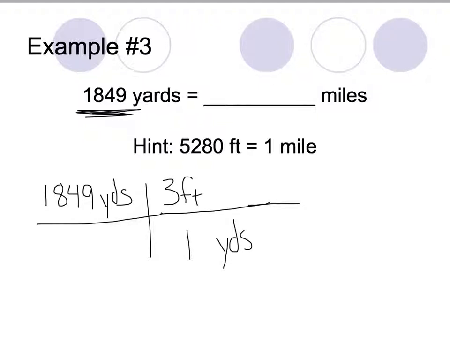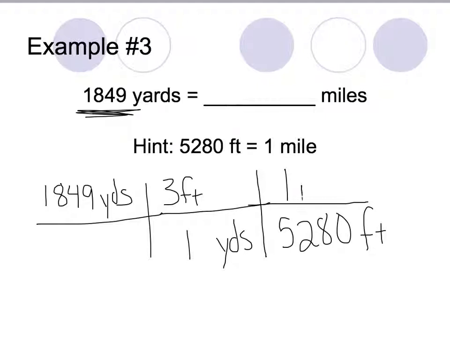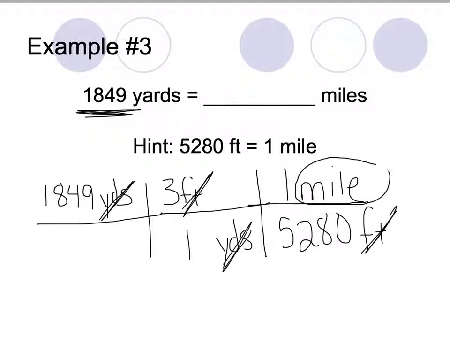So I've done that, and guess what? I can make the truth table even longer. Now I don't want feet anymore, so I do 5,280 feet right here equals 1 mile. Now you can do some amazing canceling because yards is on the top of the fraction and on the bottom. It cancels feet, and you're left with miles.